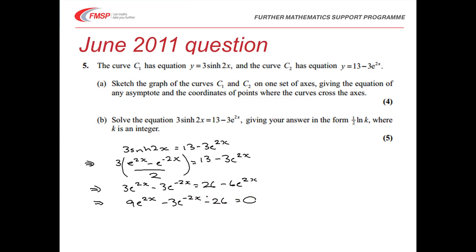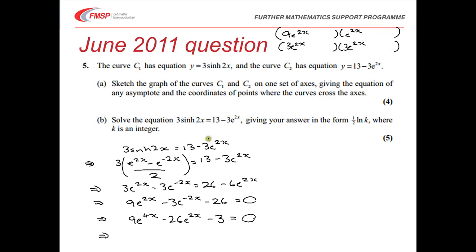And now what I want to do is just multiply that through by e to the 2x, so that we'll actually have a quadratic then in e to the 2x. So it'll be 9e to the 4x minus 26 e to the 2x minus 3 equals 0. Okay, so now I'm looking to see whether I can actually factorise this. So it would either be a factorisation like this with a 9 and a 1 in front of e to the 2x, or it could perhaps be like this, I guess, with 3e to the 2x and 3e to the 2x.